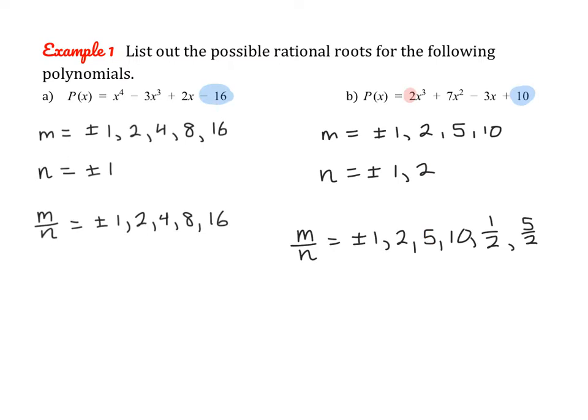So here you can see we have 1, 2, 3, 4, 5, 6, but with the plus or minus, we actually have 12 potential rational roots. So again, that rational zero theorem gives us a starting point to hopefully help us find one of our rational roots if they exist.